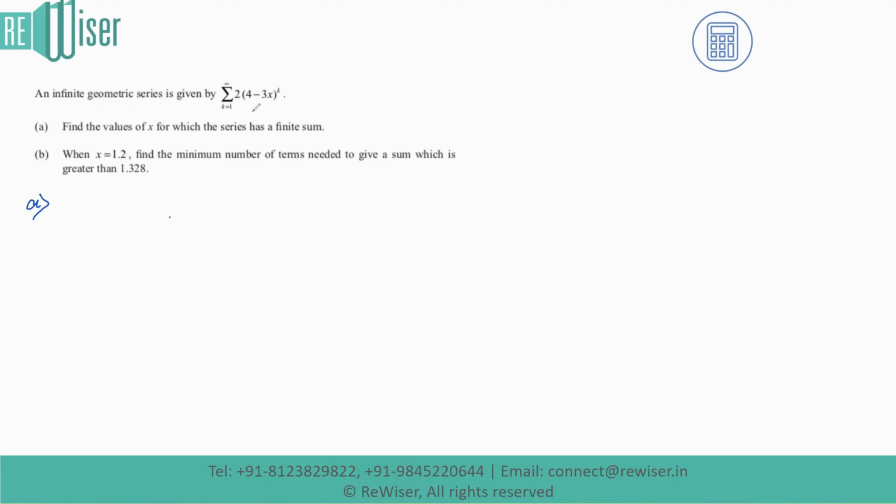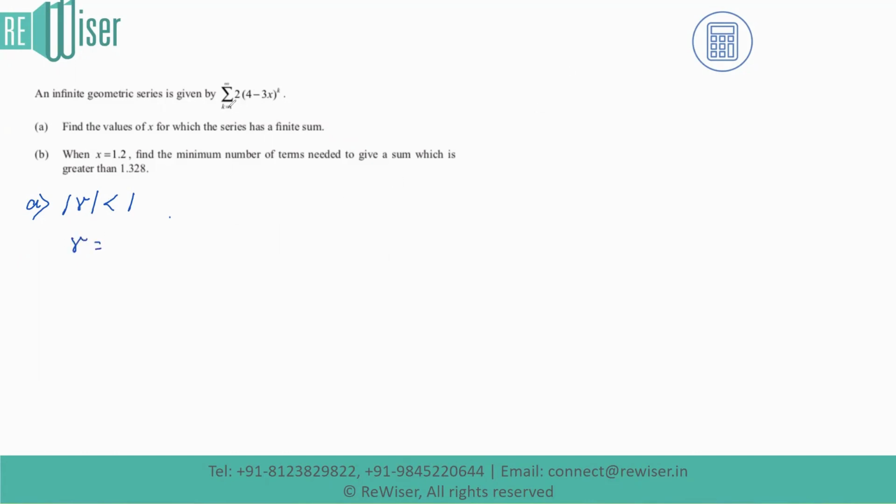The series would have a finite sum only if the absolute value of the common ratio is less than 1. So that means the series should converge. In that case, the value of R, we can find it by the second term over the first term.